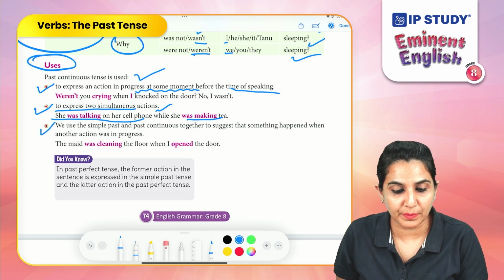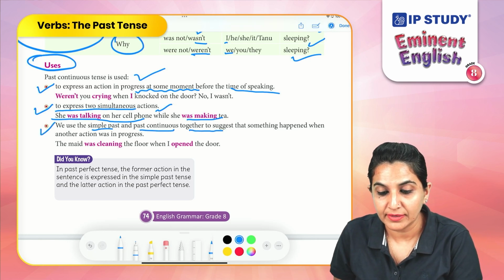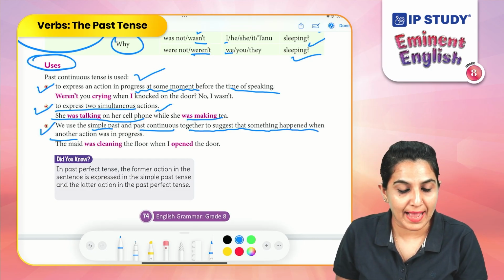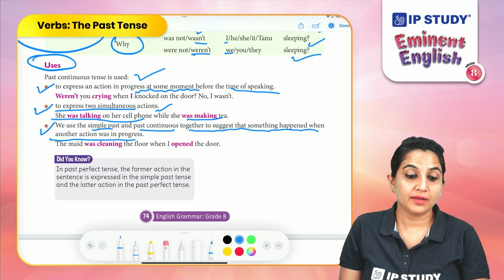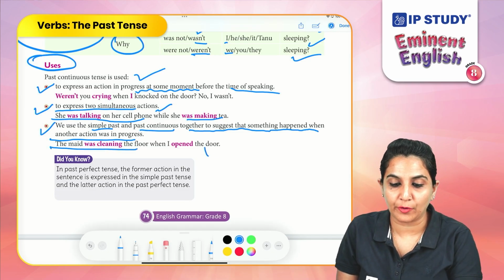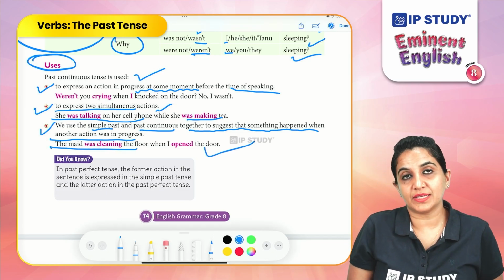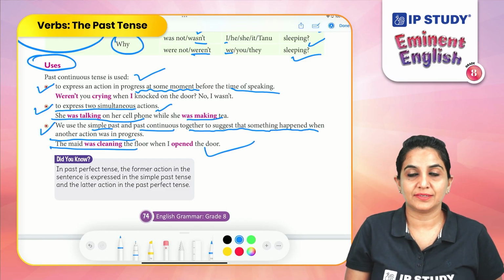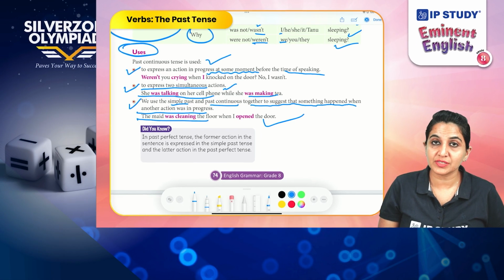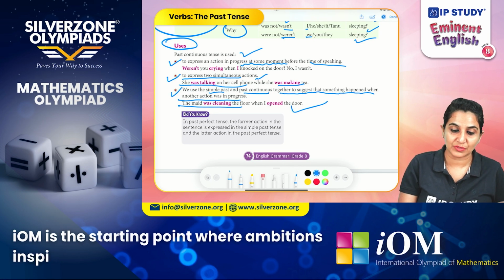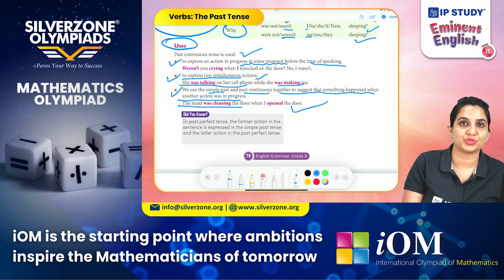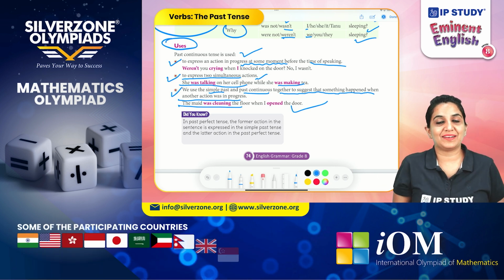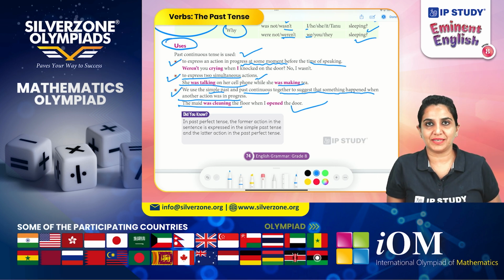We use the simple past and the past continuous together to suggest that something happened when another action was in progress. The maid was cleaning the floor when I opened the door. So in those scenarios, we use the simple past tense and past continuous tense together to express that something happened because some other action was in progress. That's why the latter action took place in the past.